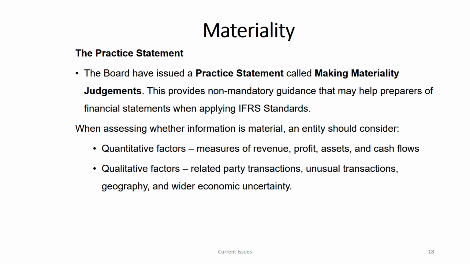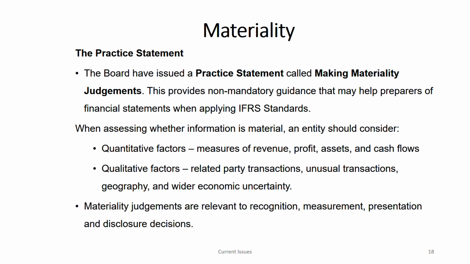For qualitative factors, whether it's related party transactions, where do we study related party transactions? Which standard? IAS 24. Yes, IAS 24. Unusual transactions: if it's unusual, it's most likely going to be material. Geography: you look at the geography and wider economic uncertainty. And so these are very relevant to materiality judgments. When you have to decide whether to include information, you are using judgment only. It's not something very objective.